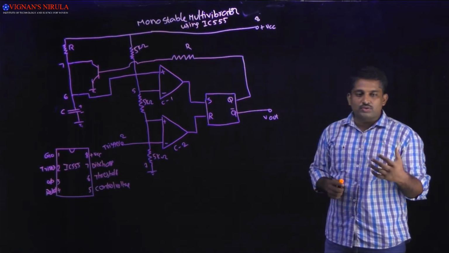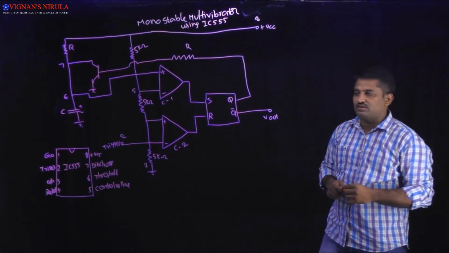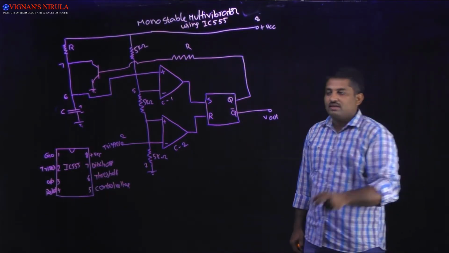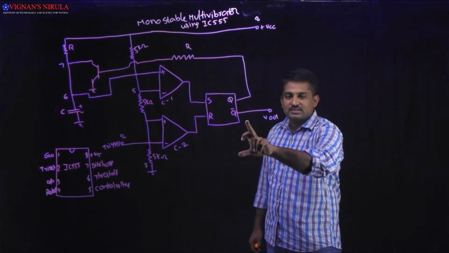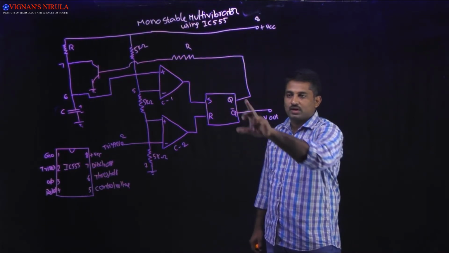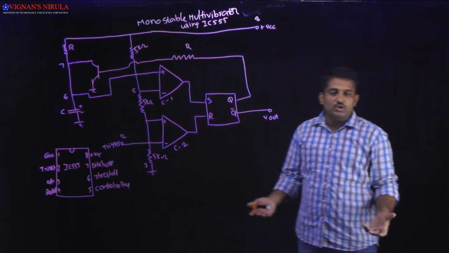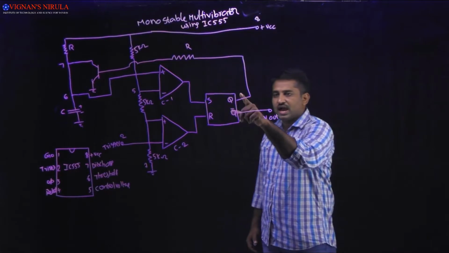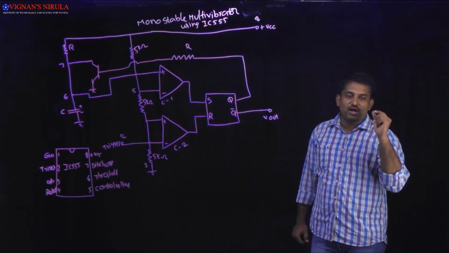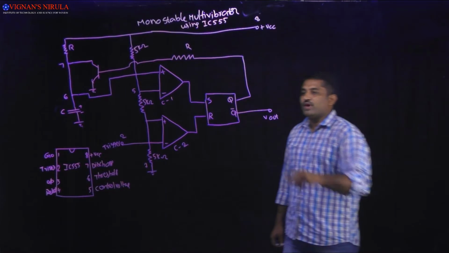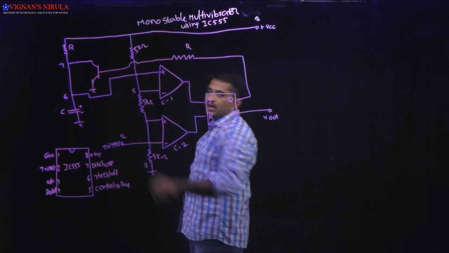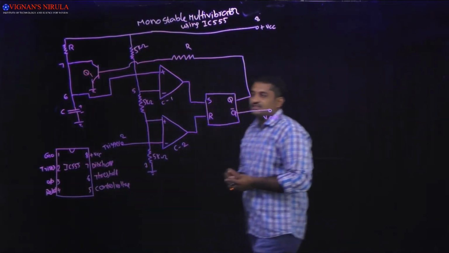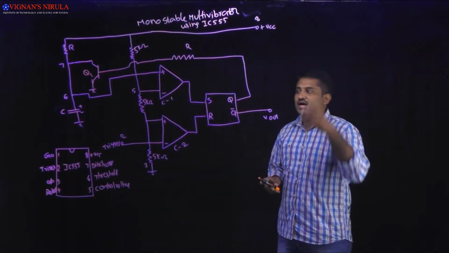Now, to understand the operation, first I am assuming my Q is high. Then what about my output? Q bar is my output, and it will be low. Why? Because if Q is equal to 1, then obviously Q bar is equal to 0. So initially I am assuming the flip-flop output Q is high. When Q is high, what happens to the transistor Q1? Whenever Q is high, the transistor Q1 is driven into saturation.